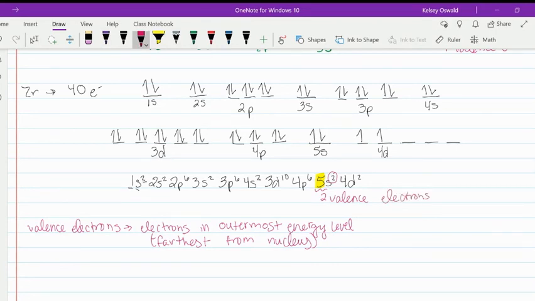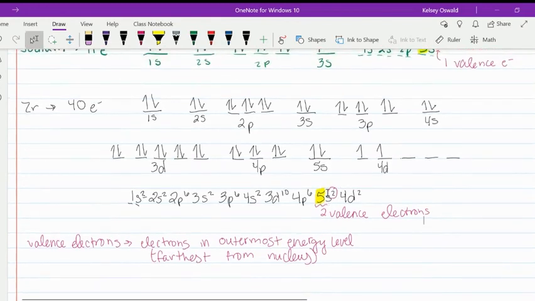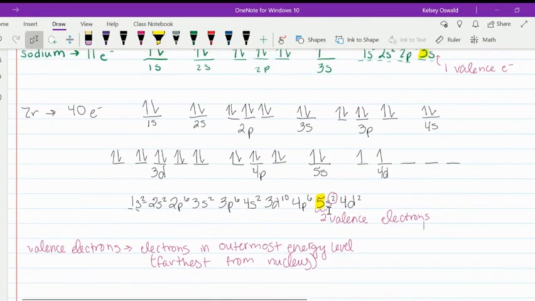So if you're looking at valence electrons, do your electron configuration. Find where all your electrons are located. And then look to see how many electrons you have in that outermost energy level, the energy level furthest from the nucleus.